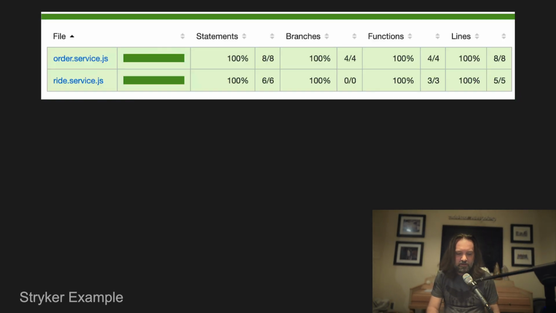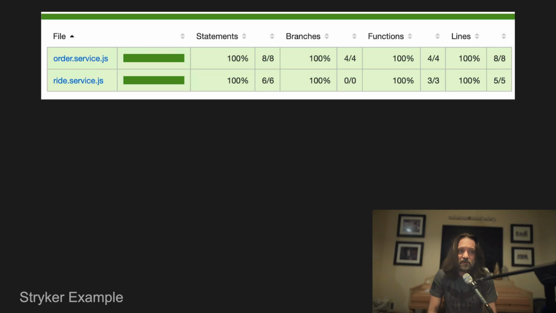Congratulations. Here's an example that Stryker actually gives you, where they have 100% coverage on the order service and the ride service. It's an Angular application. And I chose the services in particular because those are some of the easiest things to unit test. They have no UI components. They have no weird state. They have no observables, no signals.